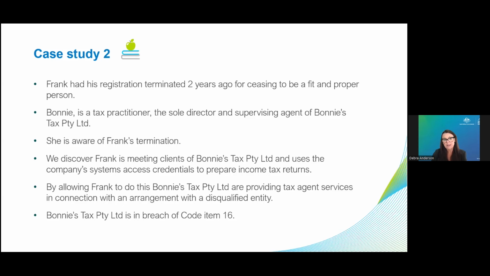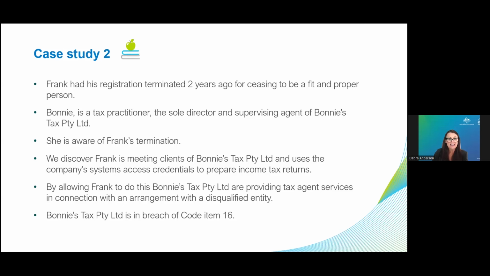It comes to the TPB's attention that Frank is actually meeting with Bonnie's clients in the office and he's preparing their tax returns. These clients have only interacted with Frank, and Frank is also contacting the ATO on behalf of clients to arrange lodgement deferrals and debt payment plans. Bonnie's Tax Proprietary Limited is in breach of Code Item 16, as Bonnie, the sole director of Bonnie's Tax Proprietary Limited, is aware that her husband's registration was terminated and that Bonnie's Tax Proprietary Limited is providing tax agent services in connection with an arrangement with Frank, a disqualified entity, without applying to the TPB for permission first.